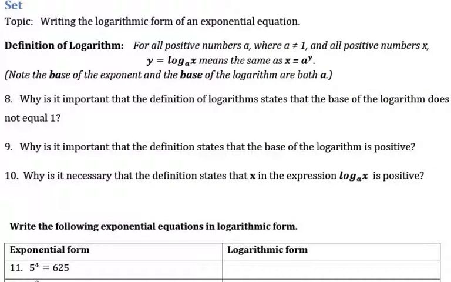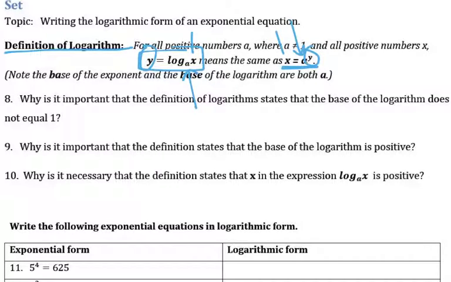Okay, now the set here tells us what a logarithm is. That's one of those parent functions we talked about on that frame. So it says for all positive numbers a where a does not equal 1 and all positive numbers x, this logarithm in this setup means the same as this. We can move them back and forth. The base of the exponent a becomes what we call the base of the log. What it's equal to is inside the log, and then the exponent is what the log is equal to.